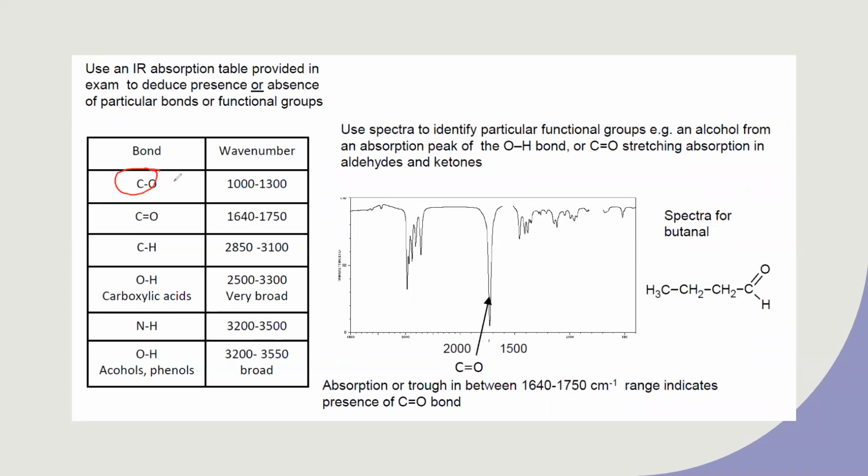If there is a CO bond, absorption is from 1000 to 1300. C double bonded with O is 1640 to 1750. These numbers you don't have to memorize, as they will be given in the exam. You just have to identify, either the infrared spectrum will be there and you have to identify which bond is present, or sometimes they give you the structure and the range for wave number, and you have to identify at which positions you will get the peaks.